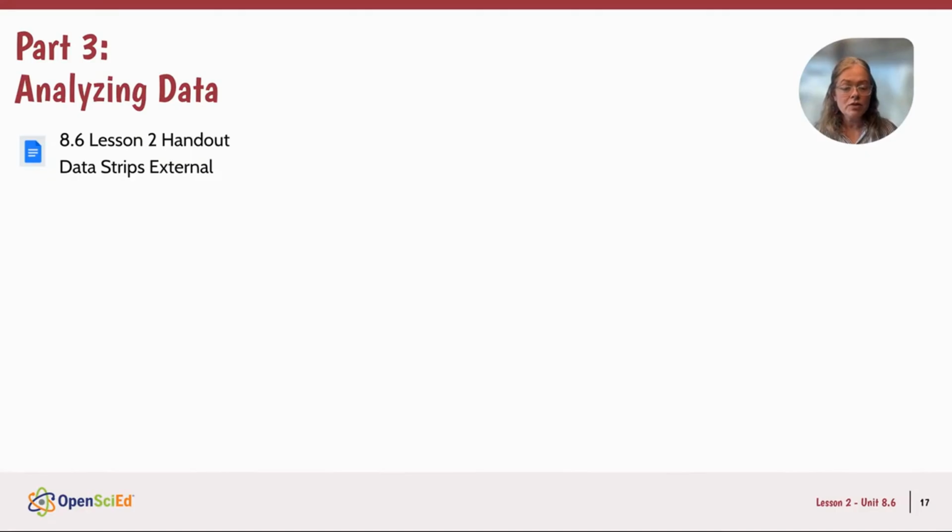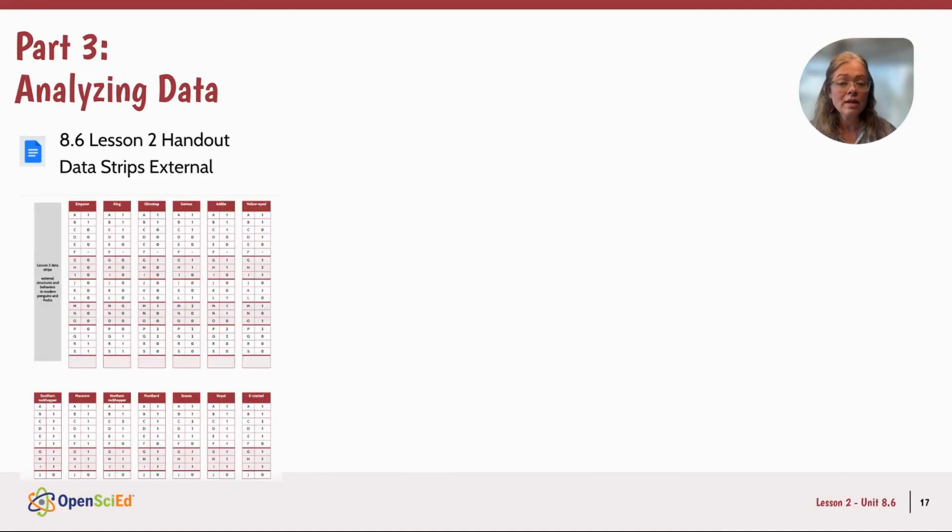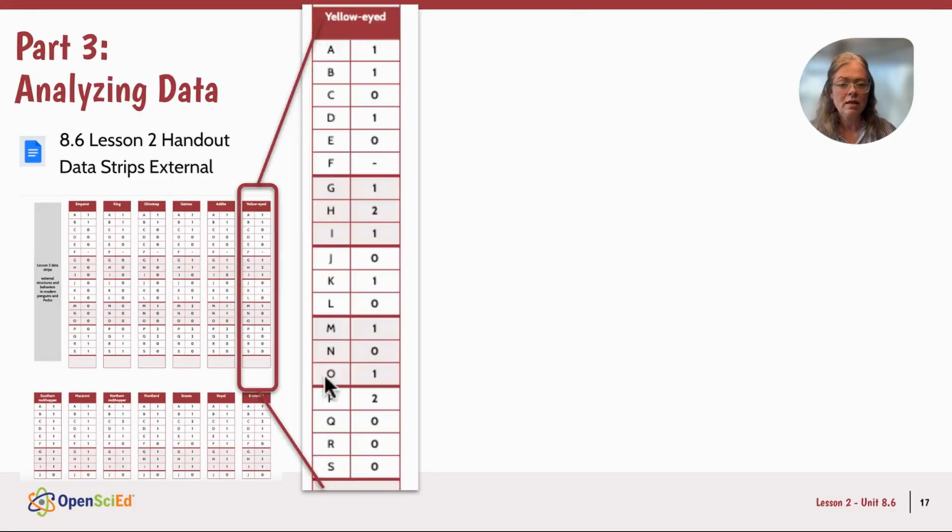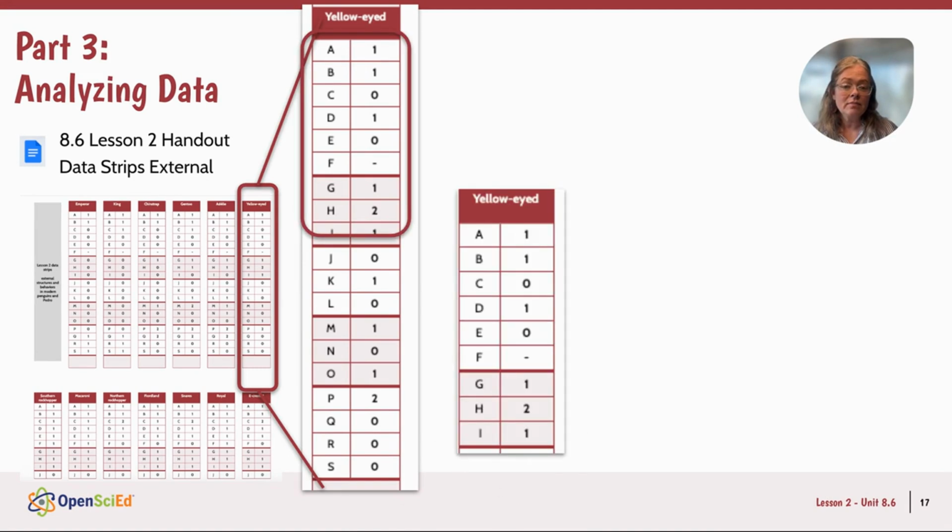For part 3, students will be analyzing data, and that data will be located in this file and organized into strips. These strips are really data tables that, if we look at a little bit more closely, each of these data tables or strips represents one of the 19 different species of penguins that we're looking at. On the left-hand column of this data strip, if we look up closer, we'll see letters. On the right side, numbers.